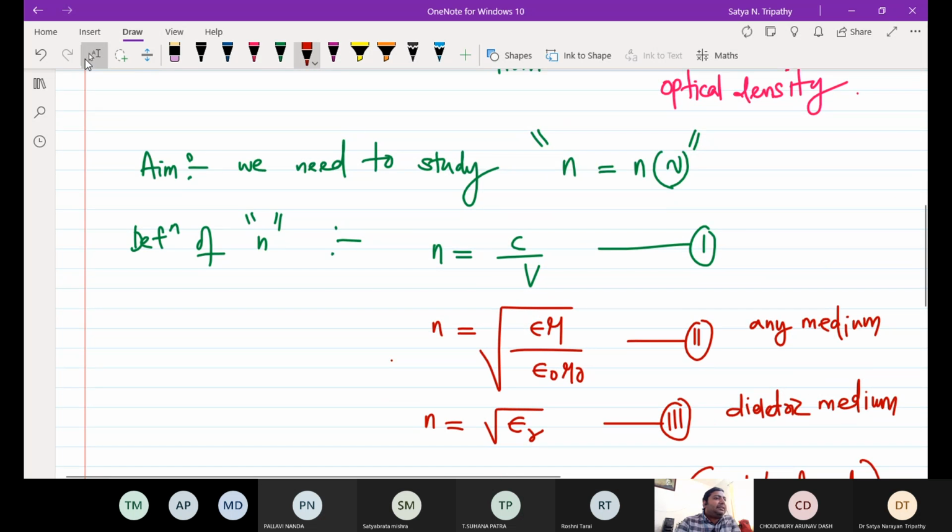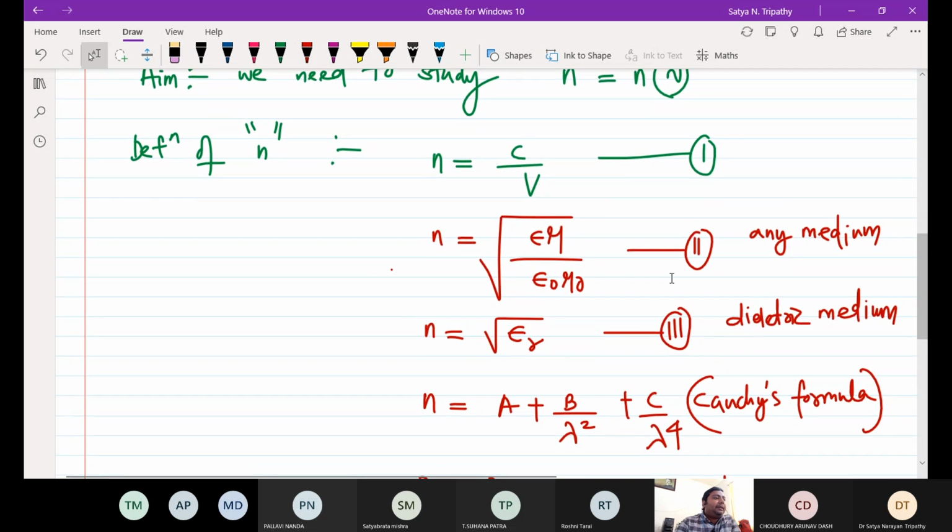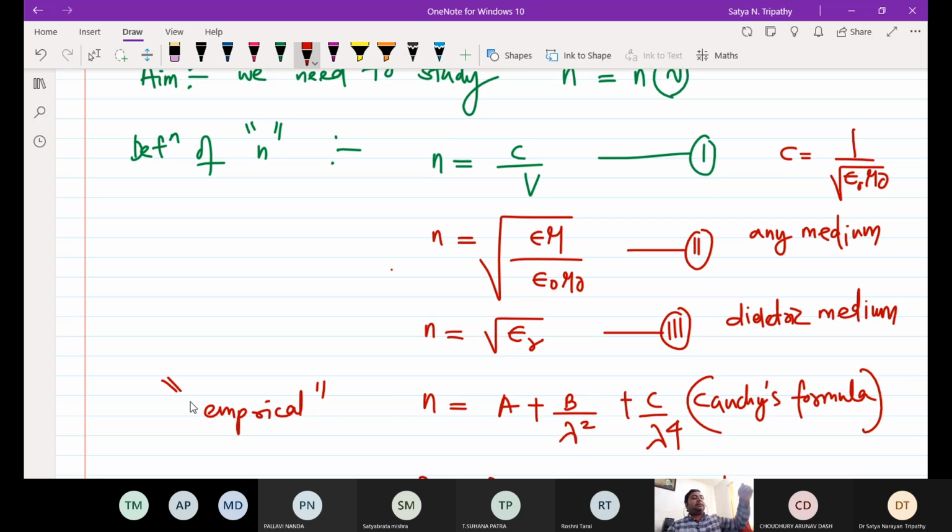The first formula is c by v, so the velocity is reduced in a medium. Second, c is 1 by the square root of epsilon 0 mu 0. This formula we have applied here to get this. So for any medium, this is applicable. Now for only a non-magnetic dielectric medium, this formula is applicable. And this is Cauchy's formula. This is empirical, this is experimental. So these are the formulas we use for refractive index.